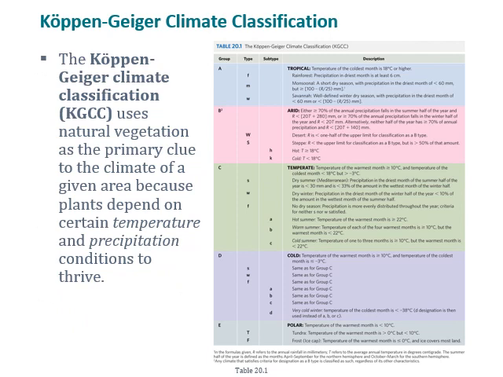The Köppen-Geiger climate classification uses natural vegetation as the primary clue to the climate of a given area because plants depend on certain temperature and precipitation conditions to survive. So the KGCC groups different regions into A, B, C, D, and E, representing tropical, arid, temperate, cold, and polar regions, respectively. Each of these groups have subgroups or types and subtypes depending on certain temperature and precipitation conditions.